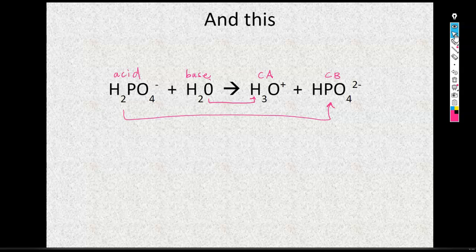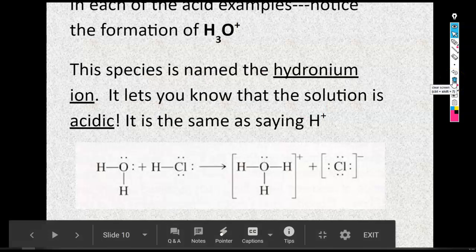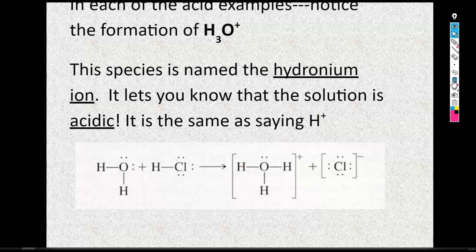Okay, let's try another one. All right, in each of these examples, you notice that we are forming H3O+. So this species is called the hydronium ion. It lets you know that the solution is acidic, but I want you to know that IB will look at this interchangeably. It can either be written as the hydronium ion, or it can simply be written as H+.